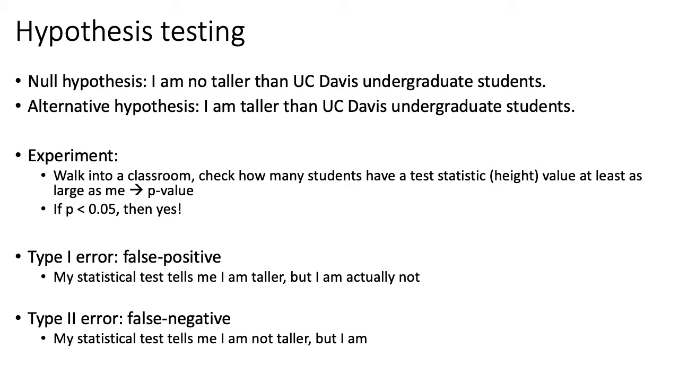Similarly, a type 2 error is what's also known as a false negative. And so that's the case where my p is greater than or equal to 0.05, and so I don't reject the null hypothesis. But actually, I am taller than your average UC Davis undergraduate student. And so both of these errors can occur due to noise or poor statistical testing or things like this.